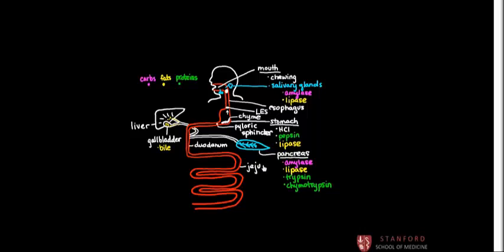Jejunum. And then the last part of the small intestine is called the ileum. And basically, the small intestine is where big particles of food are broken down into their absorbable units and absorbed in this tube, the small intestine. What happens next is that the small intestine joins the large intestine.